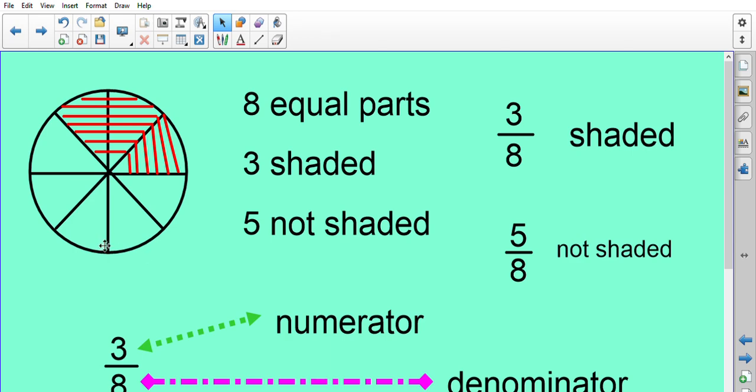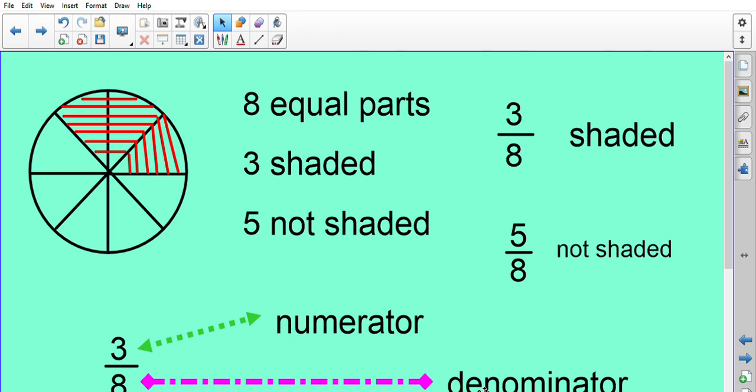You can see in this circle we've now got 1, 2, 3, 4, 5, 6, 7, 8 equal parts. We've got 3 here shaded, 5 not shaded. So the numerator is the number on the top, the denominator is the number on the bottom, and the number on the bottom is always the number of equal parts. The numerator then, the number on the top, is the parts you need.